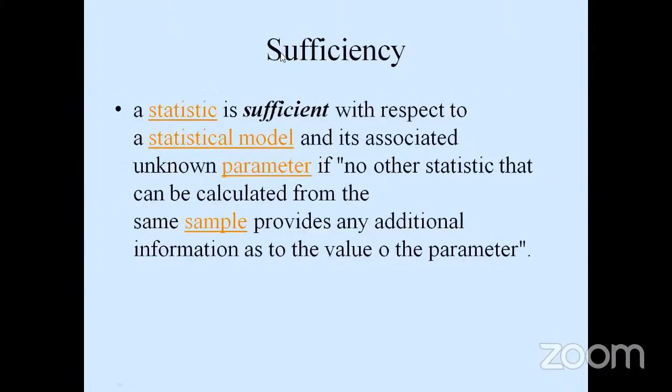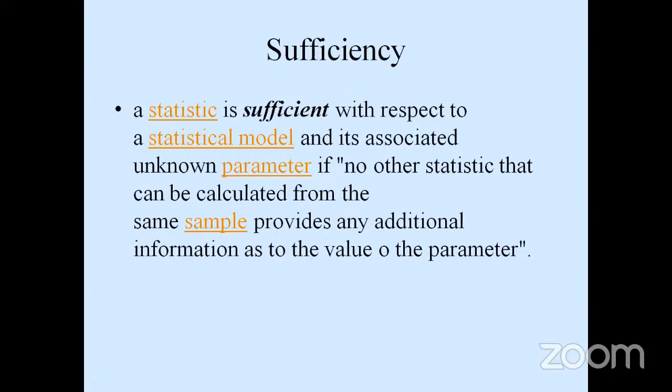And the last property is sufficiency. A statistic is sufficient with respect to a statistical model and its associated unknown parameter if no other statistic that can be calculated from the same sample provides any additional information as to the value of the parameter. See, the sufficiency concept is somewhat intuitive.